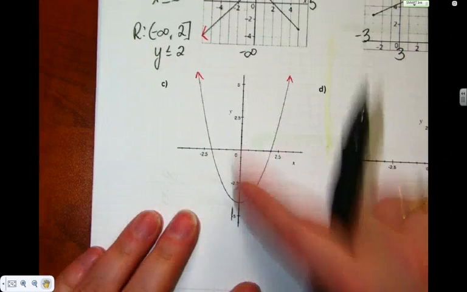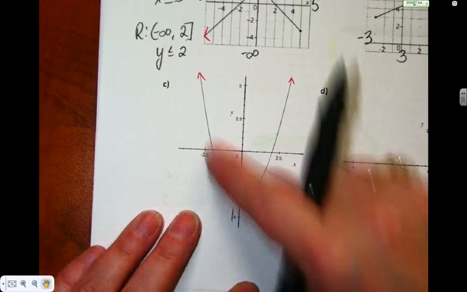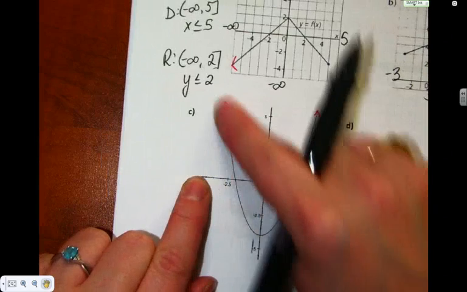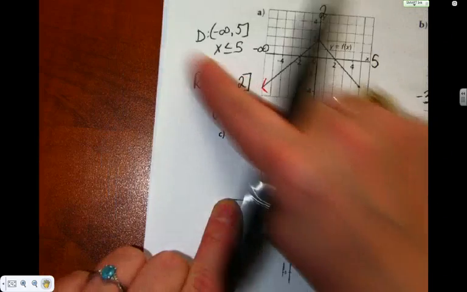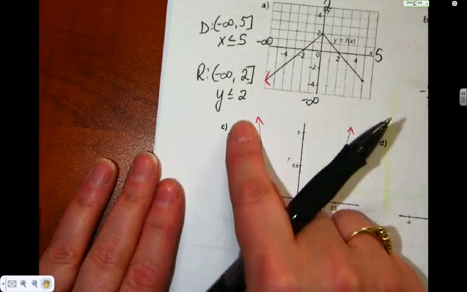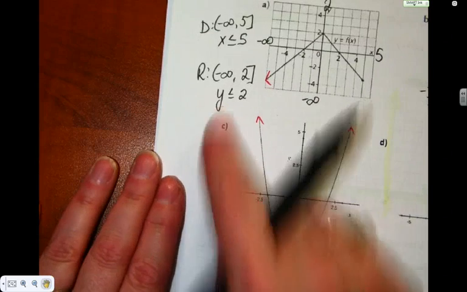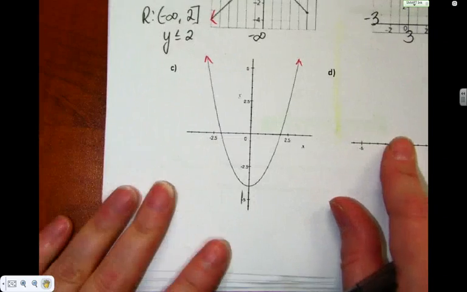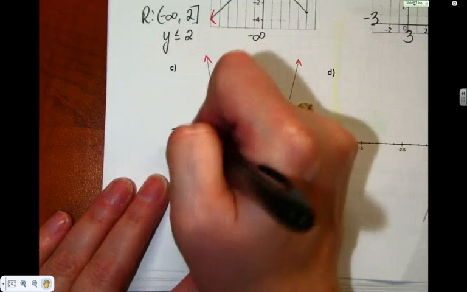So is there graph at -1? Yes. -2? Yes. -3? Yes. -4? And even though I've run out, what does this arrow mean? It's going to keep going on forever and ever and ever. So if I had a huge piece of paper, would there be graph at -4, -5, -6, etc., etc.? So what is the lowest possible x value? -infinity.